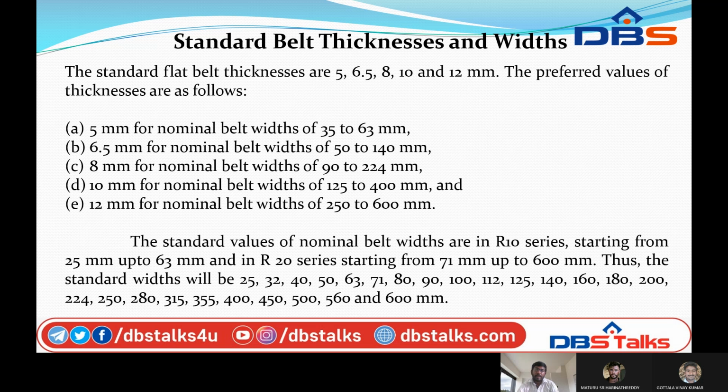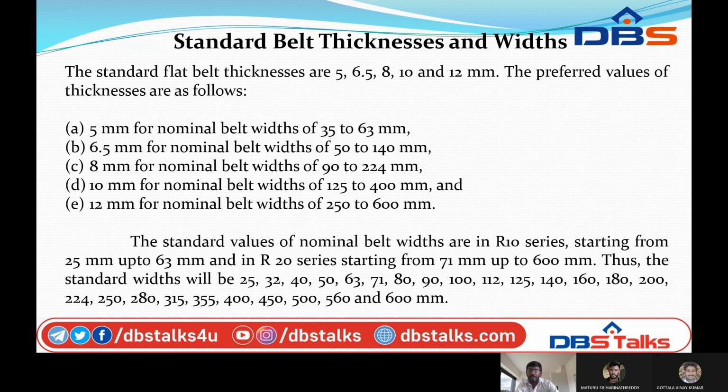5 mm for a normal belt width of 35 to 65 mm. 6.5 mm for a normal belt width of 50 to 140 mm is the preferred value of the thickness. 8 millimeters for a normal belt width of 90 to 224 mm. Next, 10 mm for a normal belt width of 125 to 400 mm. And finally, 12 mm for a normal belt width of 250 to 600 mm.